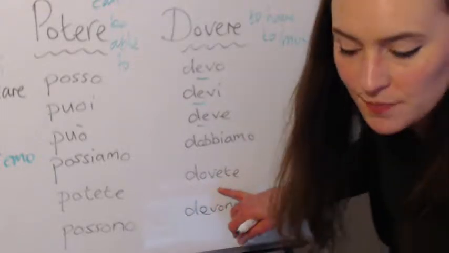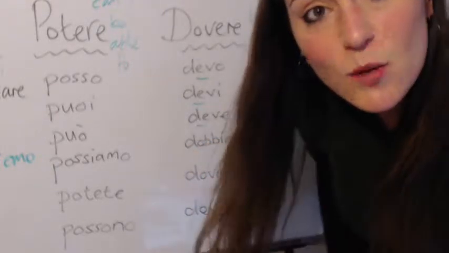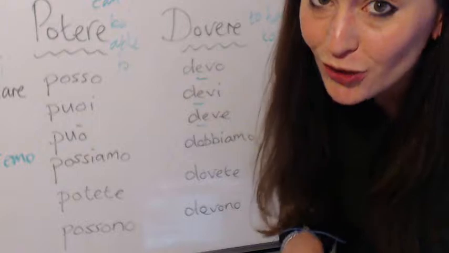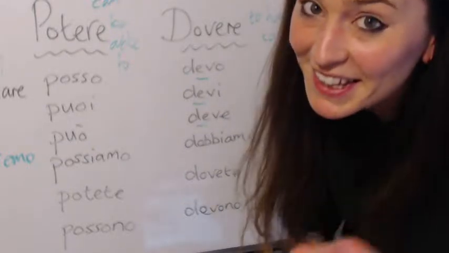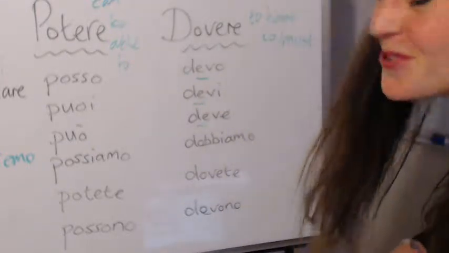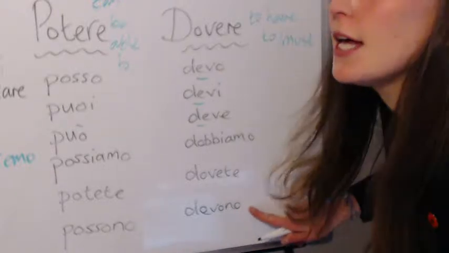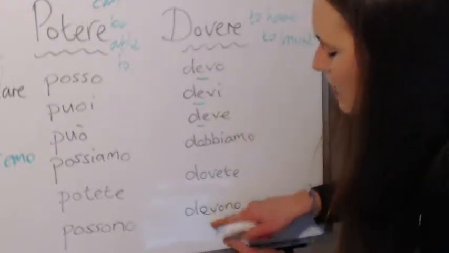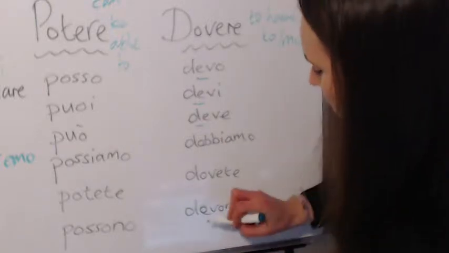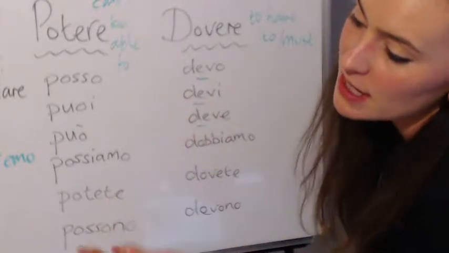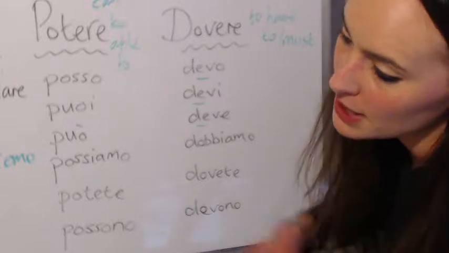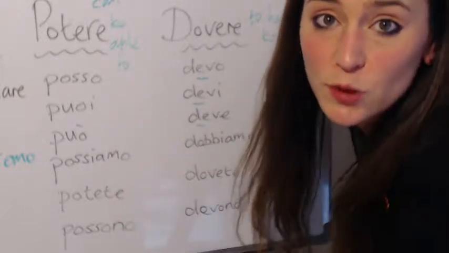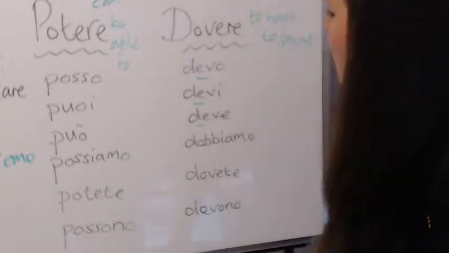Voi dovete guardare questo video. Sì, dovete. So you have to or you must watch this video. And then the last one, devono. So we swap back to the dev sound at the beginning. So i ragazzi devono pagare il conto. So the boys or the guys have to pay the bill.